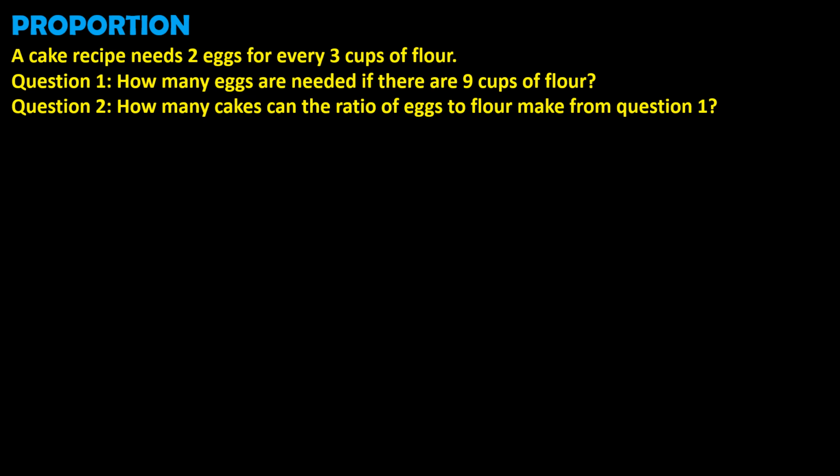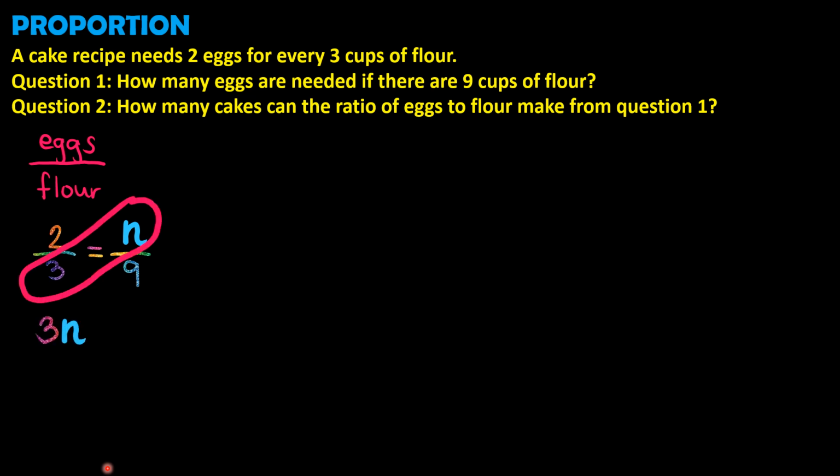So given the statement, the ratio is eggs for every cups of flour. So how many eggs given? 2 eggs for every 3 cups of flour. That's the given ratio. And for question number 1 says how many eggs? So the number of eggs is unknown. Let's use the variable n. How many eggs are needed if there are 9 cups of flour? So we do not know how many eggs we need, but we do know that we have 9 cups of flour. And so we proceed with cross multiplication.